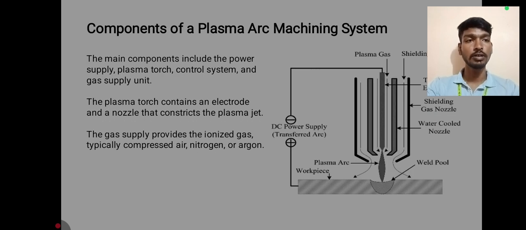Components of plasma arc machining. The main components include the power supply, plasma control system, and gas supply unit. Here we can see the components of plasma: shielding gas, water cooled nozzle, weld pole, workpiece, and power supply.